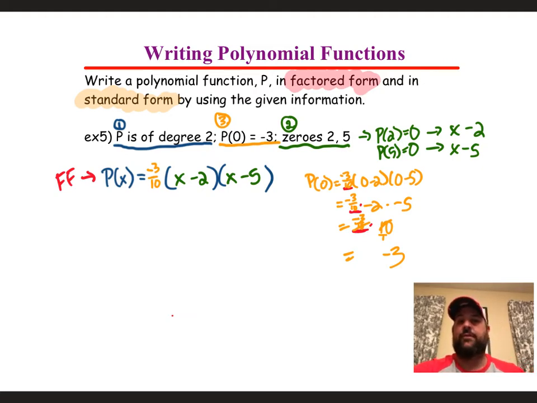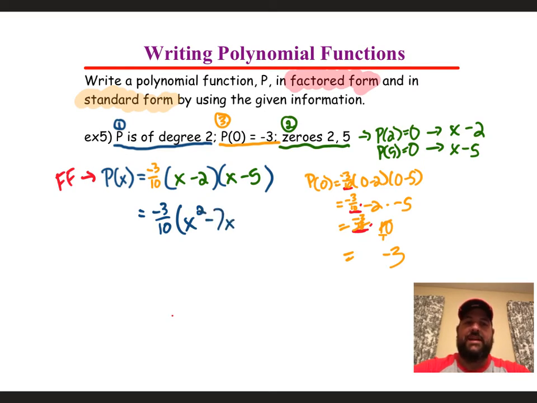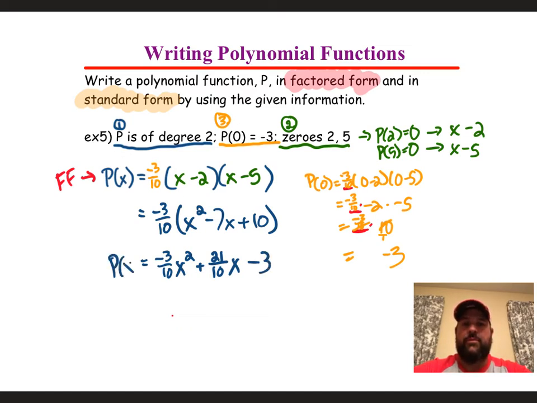To get to the standard form, what I'm going to do is I'm basically just going to multiply all this out. So I'm going to leave the negative 3/10. If I FOIL the x minus 2 and the x minus 5, that gives me x squared minus 7x plus 10. And now I'm going to distribute the negative 3/10. So I get negative 3/10 x squared. Negative 3/10 times negative 7x gives me positive 21/10 x. And negative 3/10 times positive 10 gives me negative 3. This would be now my standard form.